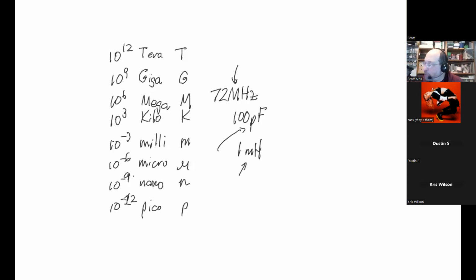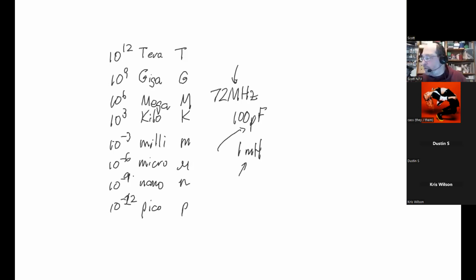like a 1 Henry inductor is huge, and a 1 farad capacitor is enormous. So we typically don't deal in things like that. We deal with capacitors that are like 100 picofarads or 1 millihenry. And because of that, we end up with something that operates in megahertz. Let's say 72 megahertz. So we're dealing with a lot of really big numbers, and being able to use these prefixes like pico and milli and mega really, really comes in handy.